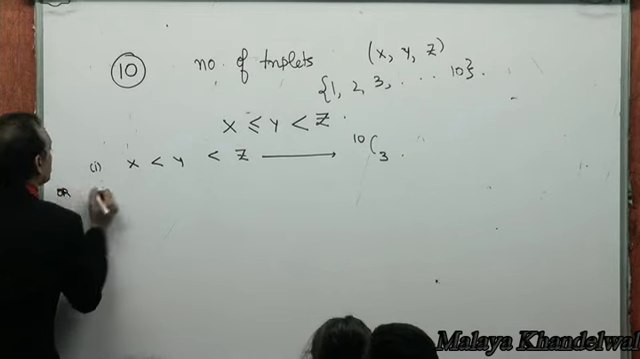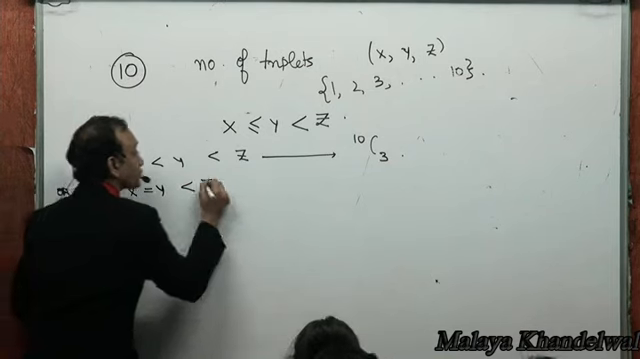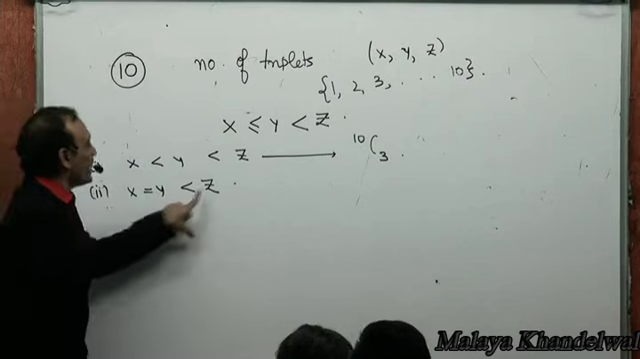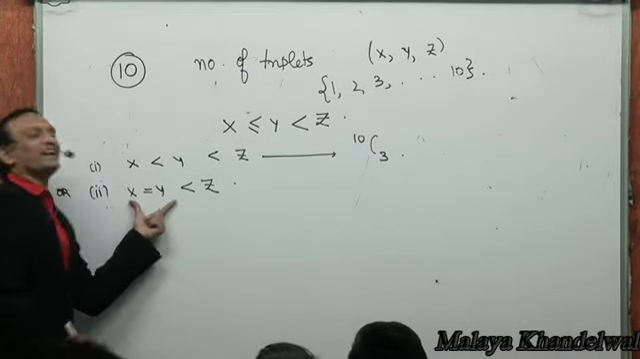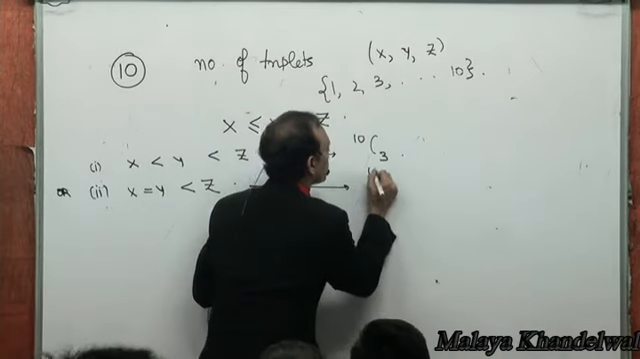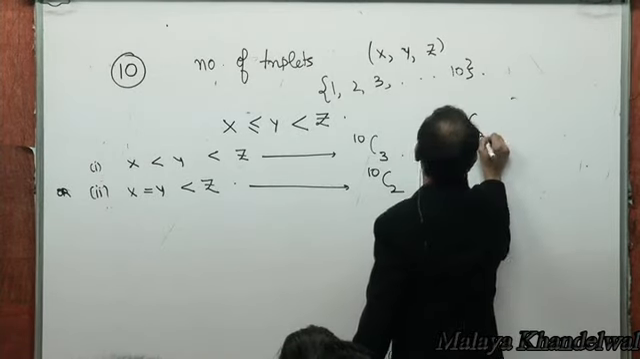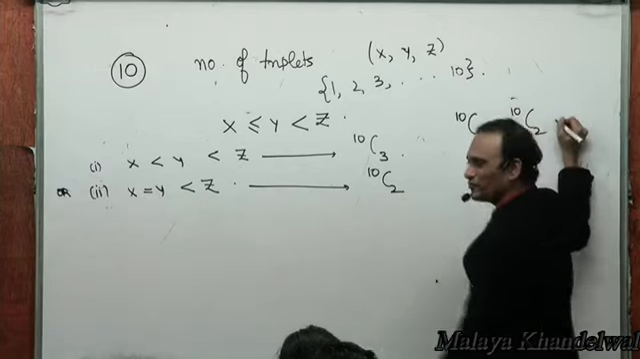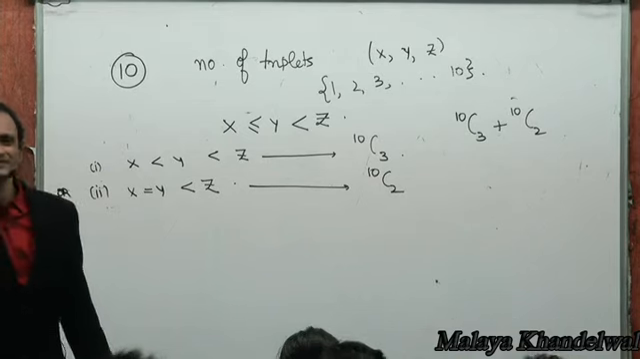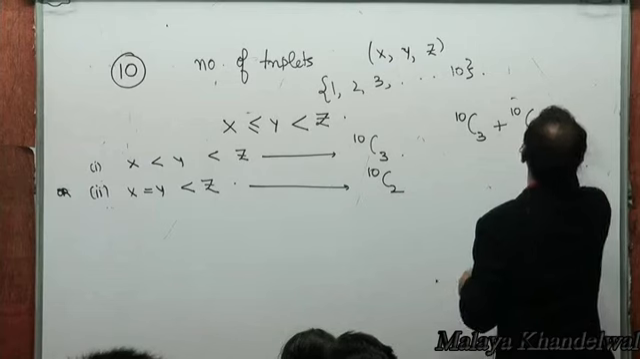Or the second case, x equal to y but less than z. So you select only 2 numbers. The bigger one you call z, the smaller one are x and y. That is 10C2 ways. So the total count would be 10C3 plus 10C2. Have you computed this? Whatever it turns out. How much is it? 165? Okay.